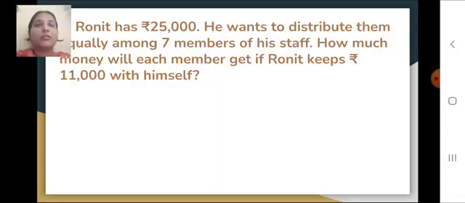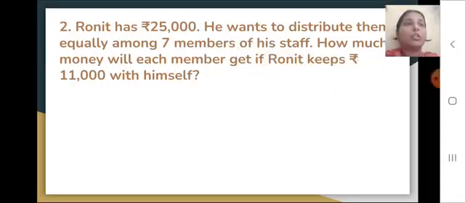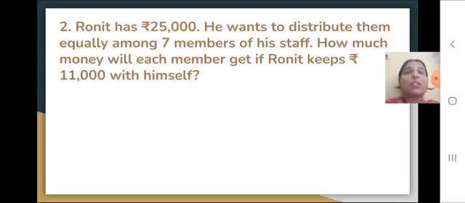Now children, we'll solve some word problems also. So question number 2 is, Ronit has rupees 25,000. He wants to distribute them equally among 7 members of his staff. How much money will each member get if Ronit keeps rupees 11,000 with himself? So children, as you can see, this is a word problem. So you should read it twice. Read it carefully. Then you have to find out what is given, what you have to find out, and which operation you will be using to get the answer.